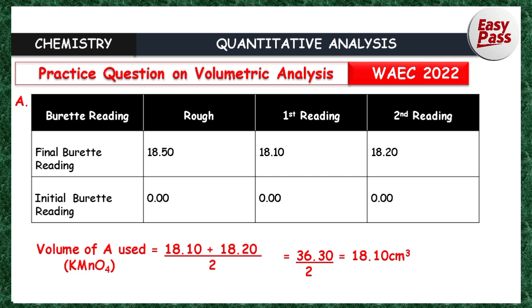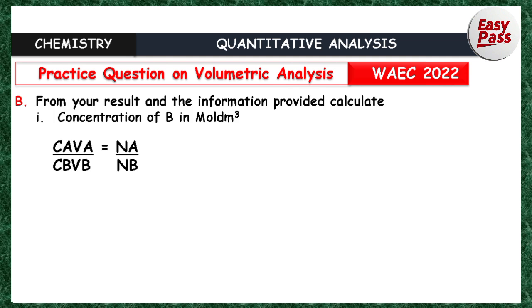Calculate the concentration of B in mol/dm³. Look at the question given to you on the board. The formula is CA VA over CB VB equals NA over NB. Where A is the acid, CA is the concentration of A in mol/dm³, and VA is the volume of acid, which is the volume of A in cm³.